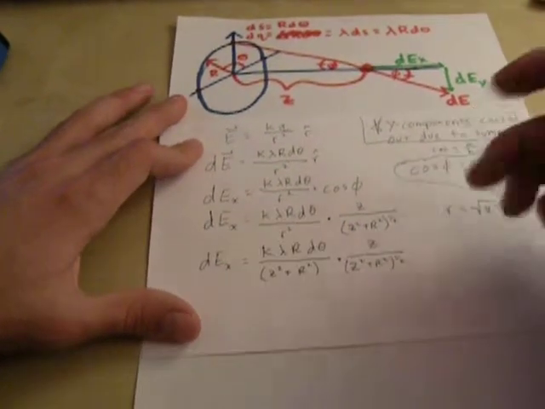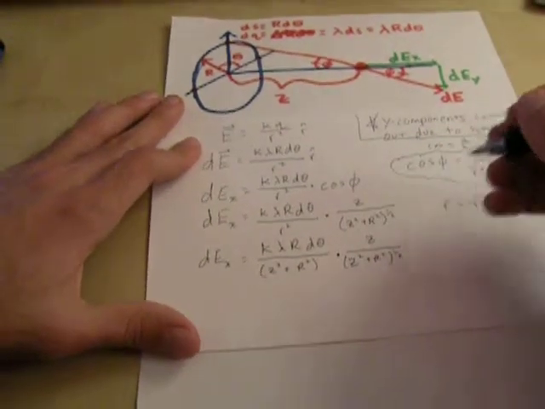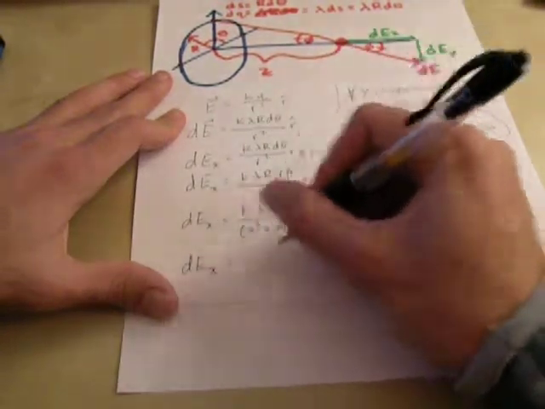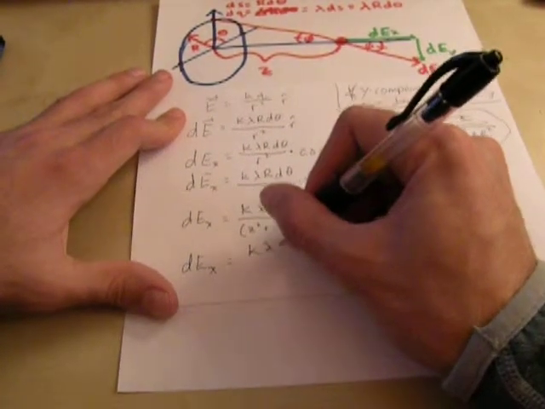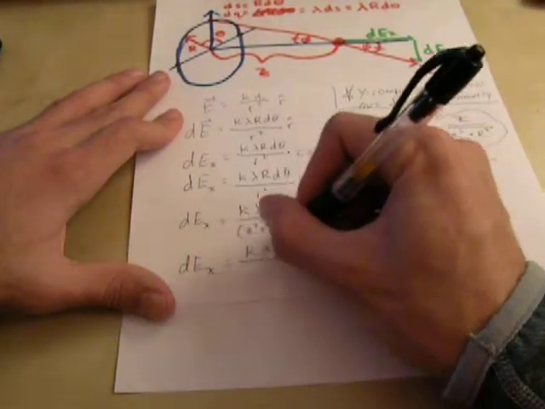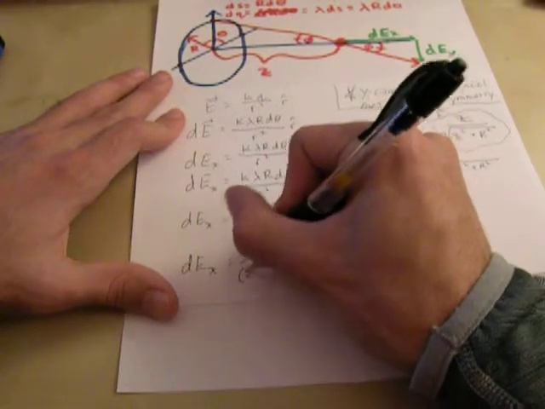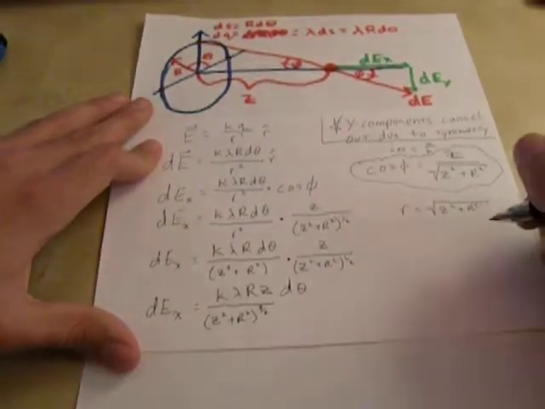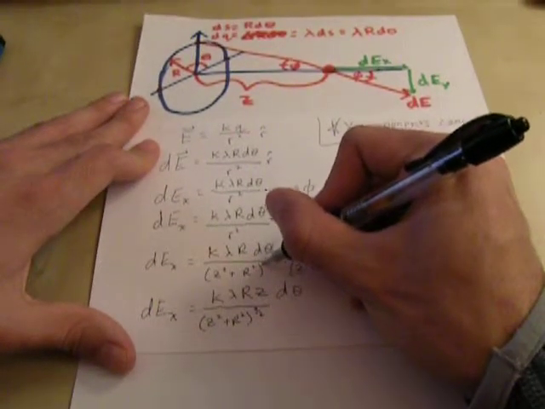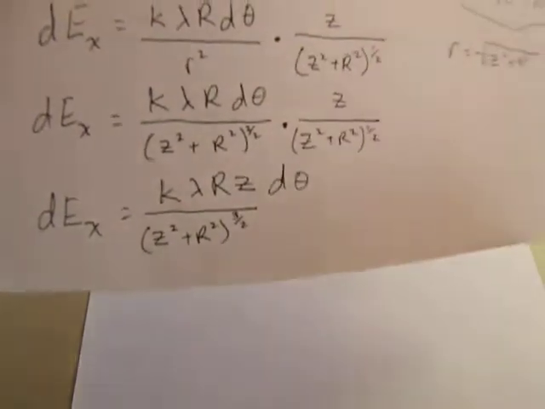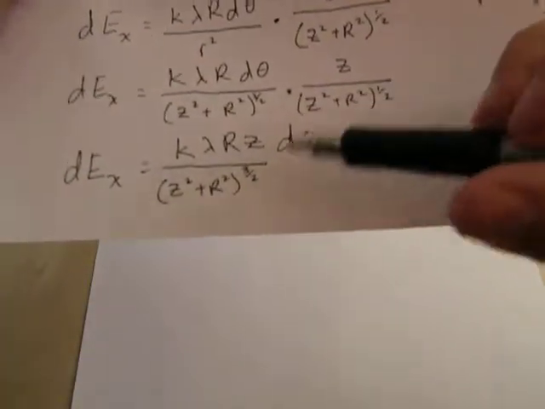See that? So we're just going to combine this all up and state that dEx is equal to k lambda r z d theta over z squared plus r squared to the 3/2 power. That's 3/2 because this is 2 over 2, and you're adding a 1/2. 1/2 right here equals 3/2.